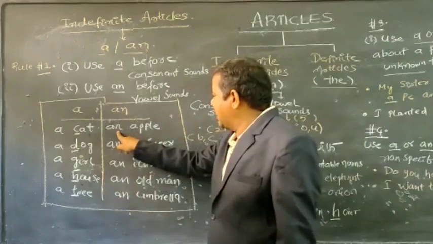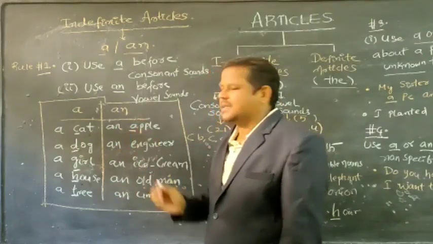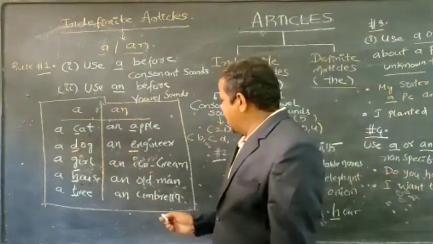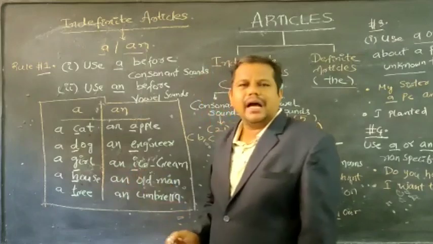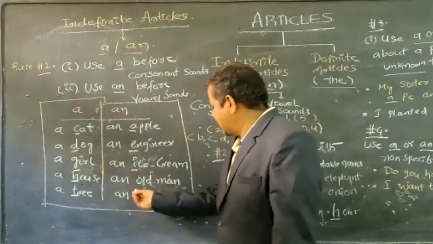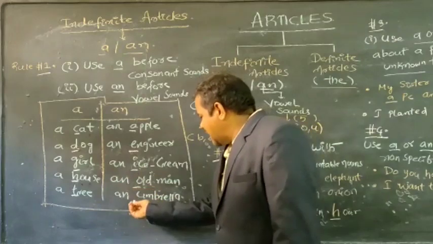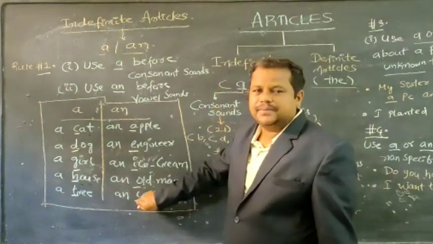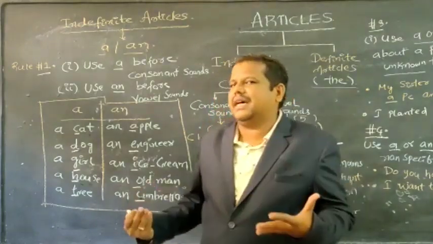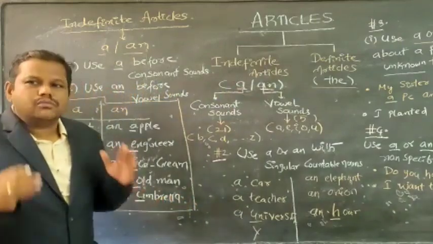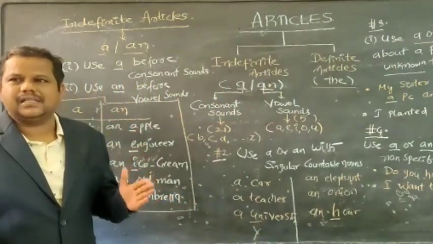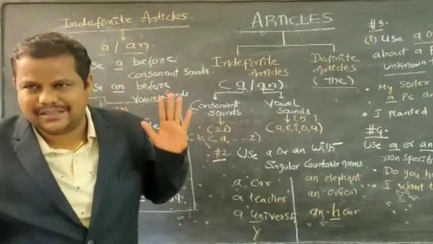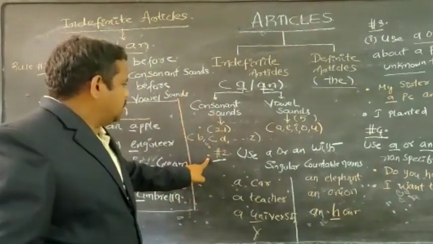See this one, all of you. An apple. You are getting an A sound. An engineer. You are getting an E sound. Another one is an ice cream. An old man. An umbrella. Though it is a U, we are getting an umbrella sound. Most probably, when you are talking about articles, we have to concentrate on sounds rather than the letters.